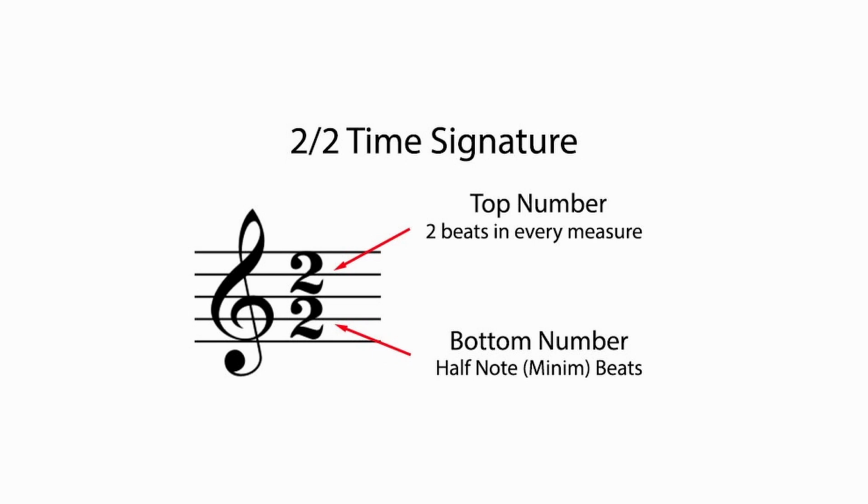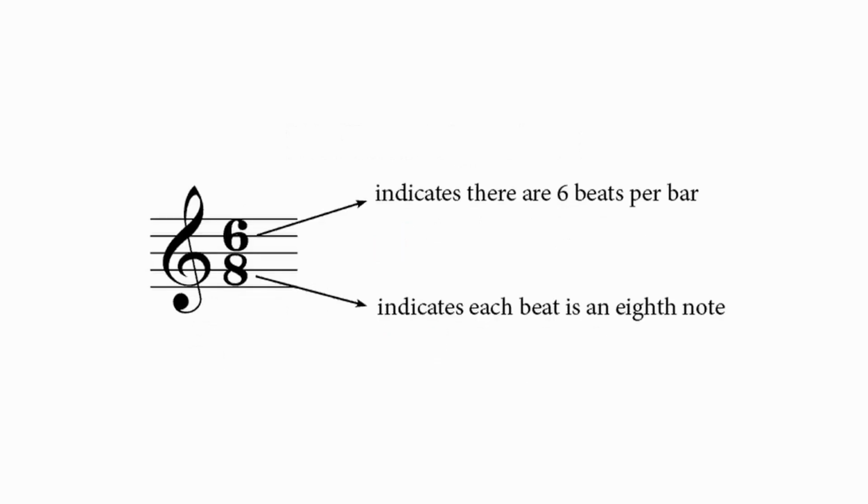But let's try to shake it up completely. So we're gonna change the 2 at the top to a 6, and then we're gonna change the 2 at the bottom to an 8. And as you can see, we'll get 6/8. So as we know from before, the 6 at the top means there are 6 beats in this measure. However, the beats will be on the 8th note.